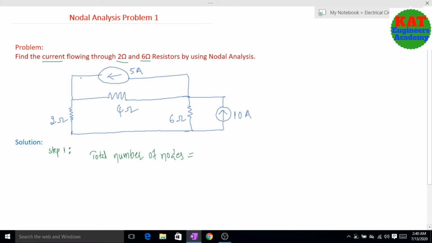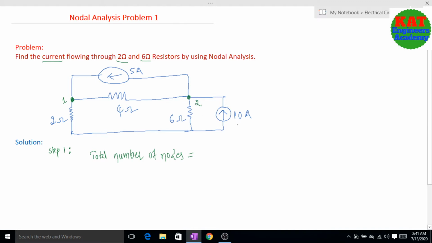Now here 5 amps, 2 ohms, and 4 ohms are connected at this point, so you can consider this as one node. Here I consider this as node 1. Next, see this 5 amps, 4 ohms, and 6 ohms are connected here, as well as this 10 amps is also connected here. 4 elements are connected here, so this is considered as one node. Okay, so finally this is the second node.